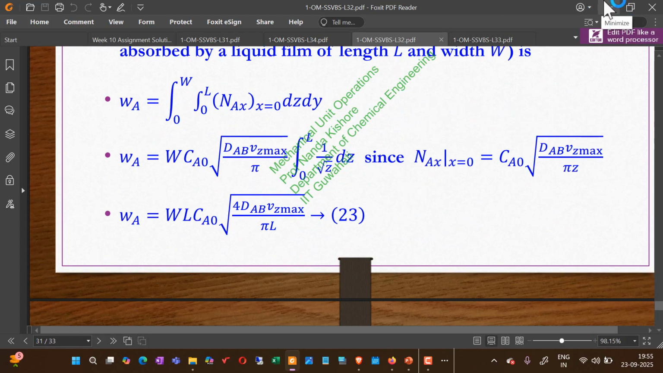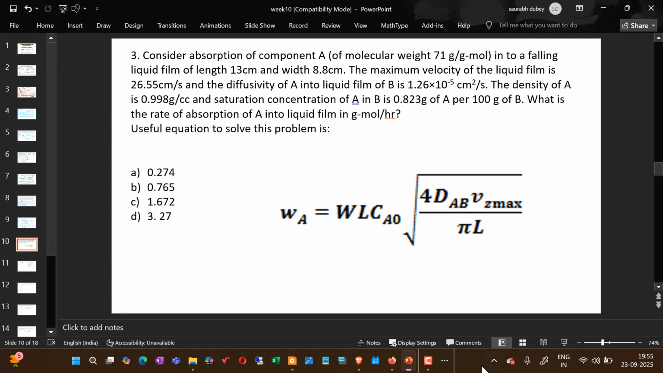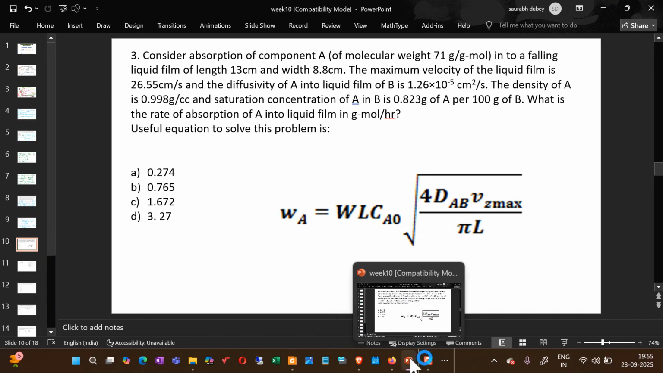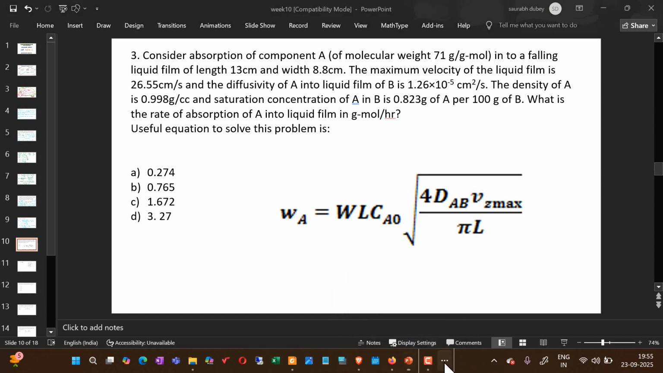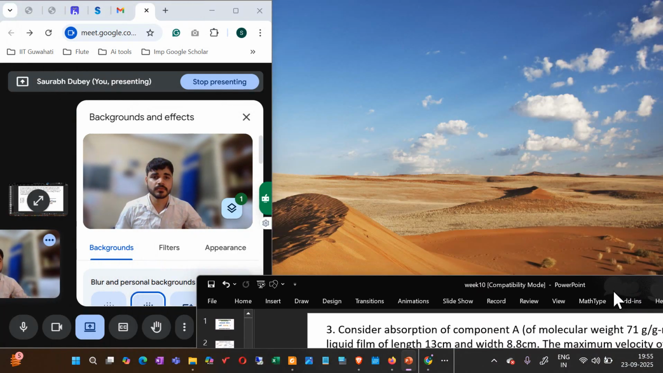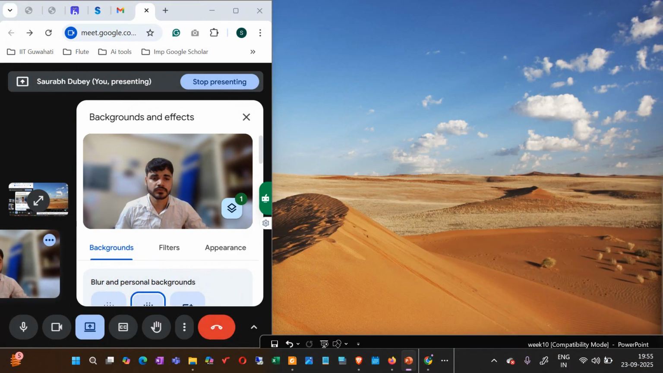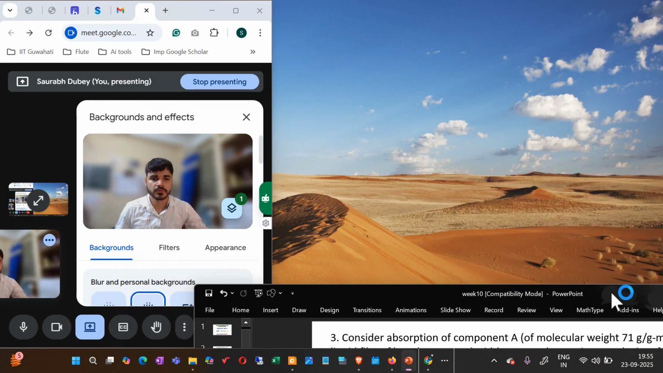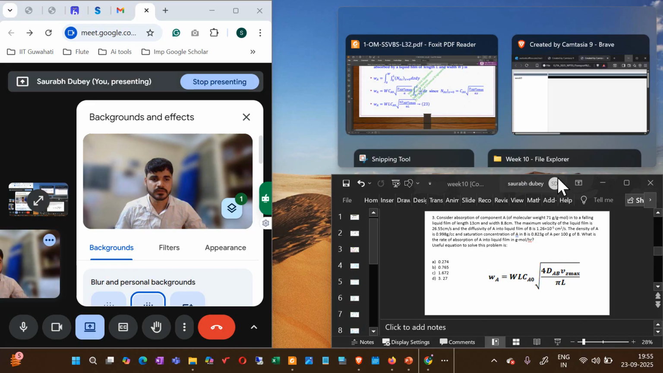So let us solve the problem first, and then we will be actually looking at the main things that are given over here, right? So the problem says, let me just note this.